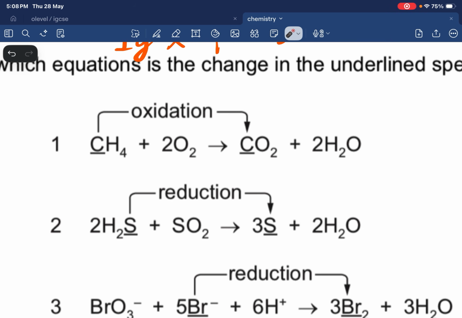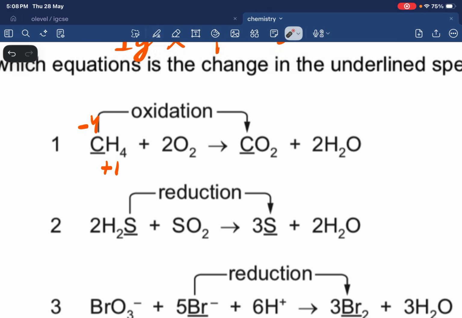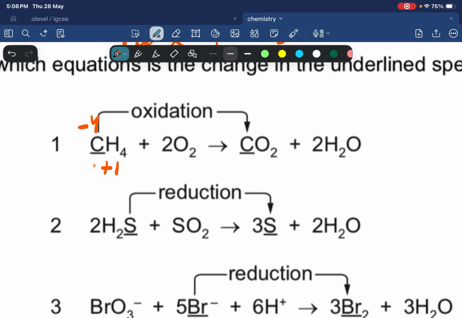We have to find the oxidation number for carbon. The oxidation number is -4. How do I know this? Because hydrogen is going to be positive 1 here. Why? Because hydrogen is being attached to a non-metal, and when hydrogen is attached to a non-metal, it has a positive oxidation number. Since we have 4 hydrogens, 1 times 4 gives me a positive 4. To balance out a positive 4, I need a -4.